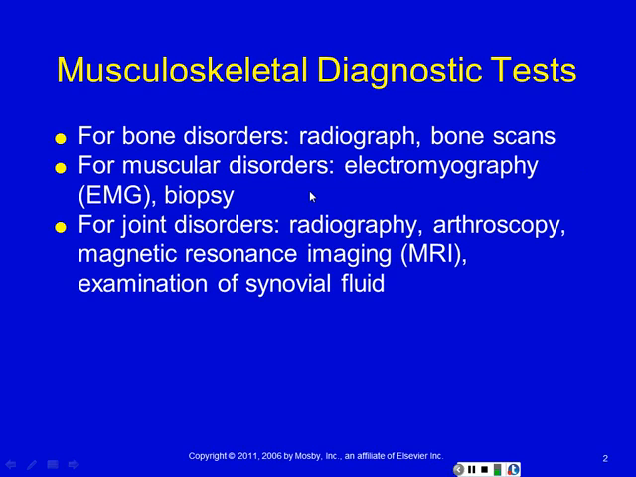For muscular disorders, there's a fancy test called an EMG, an electromyography. This is where some electrodes are actually inserted into the muscle, and the electrical activity is followed. It's a way to determine if a problem with the muscle is a nerve problem or a muscle problem. If the EMG is normal, but that muscle isn't behaving properly, then probably it's a nerve problem and not a muscle problem. So it's a way of discriminating those two things.